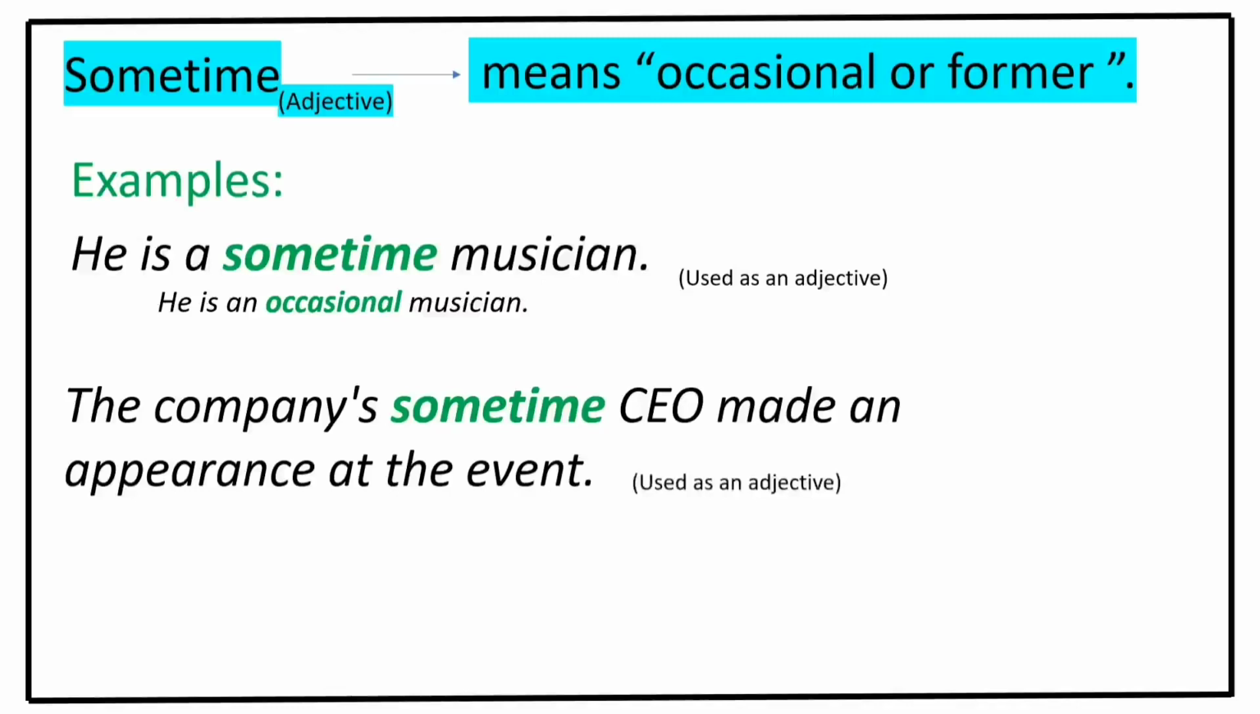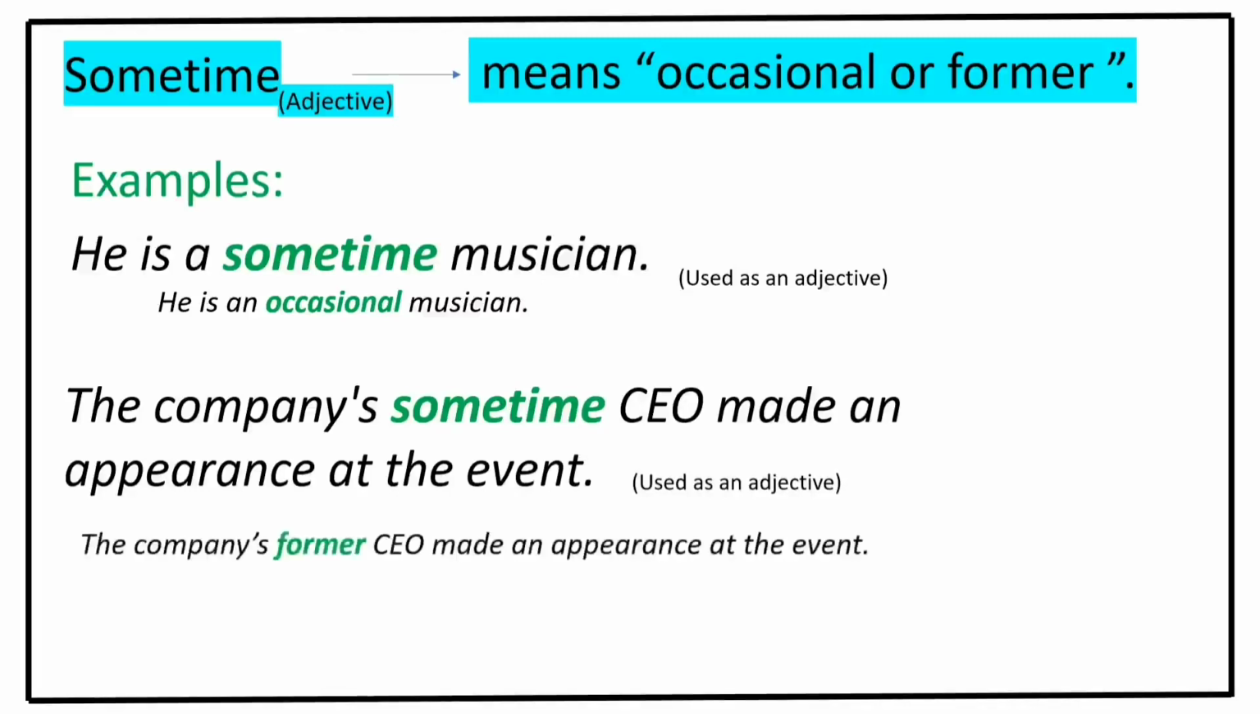In this sentence, "sometime" indicates that the person has held the position of CEO in the past, but he is not the current CEO. It emphasizes their former role within the company.